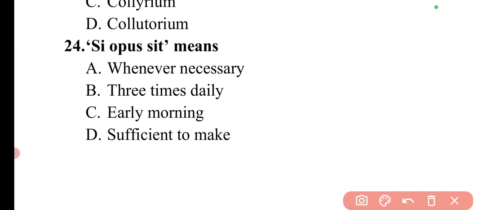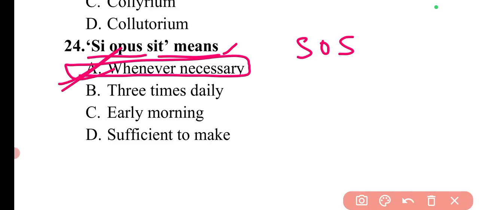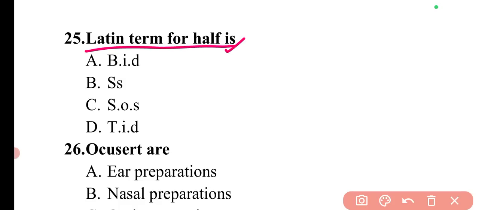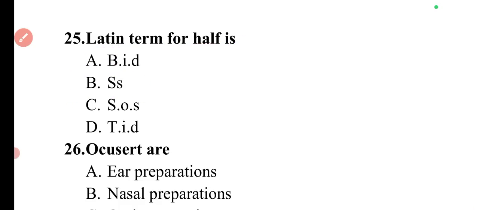The next question is, quoties opus sit means. So quoties opus sit, the abbreviation for this is SOS, and the meaning of SOS, quoties opus sit, means whenever necessary. So here option A is correct. The next question is, Latin term for half is. So the Latin term for half is SS. So here option B is correct.